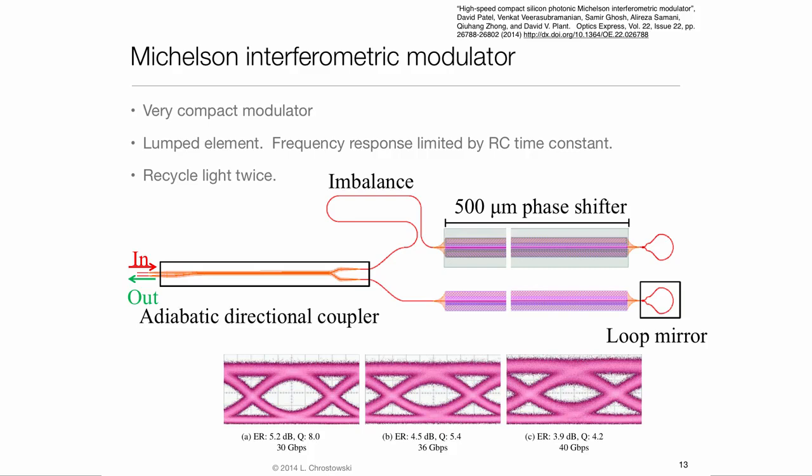The disadvantage is that this structure does not take advantage of the traveling wave electrodes, hence the phase shifter has to be short. Thus, it has a higher drive voltage. With these pros and cons, this modulator achieved up to 40 gigabits per second operation in a very compact design.